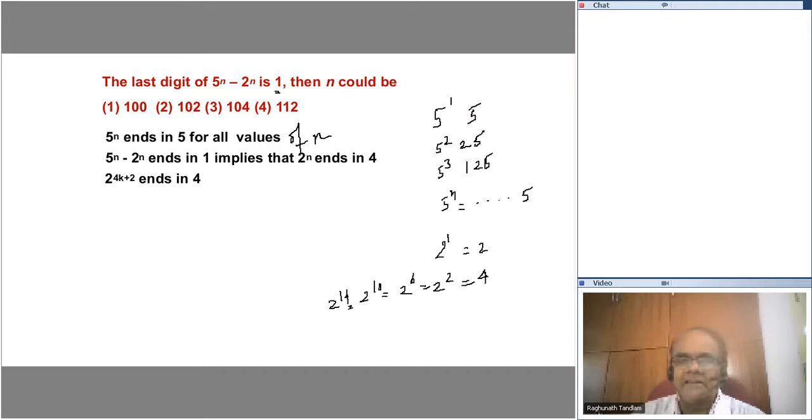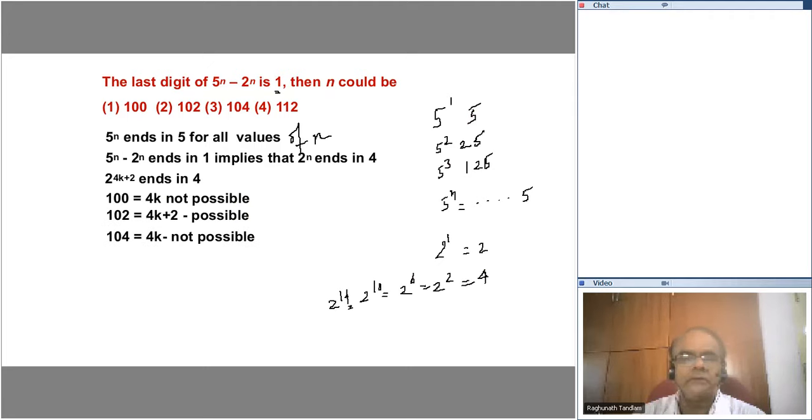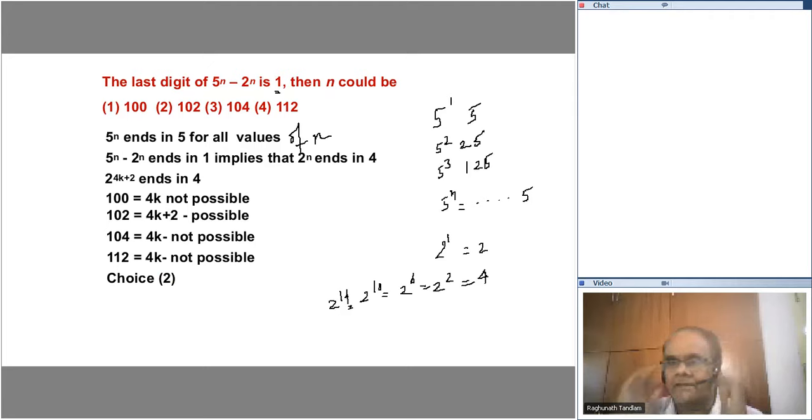100 is a multiple of 4. 102 is 4k plus 2. 104 is 4k. 112 is 4k. So what's a possible answer? n is 102. Are we clear? Yes, the answer is right. 102 is right. How many are clear now?